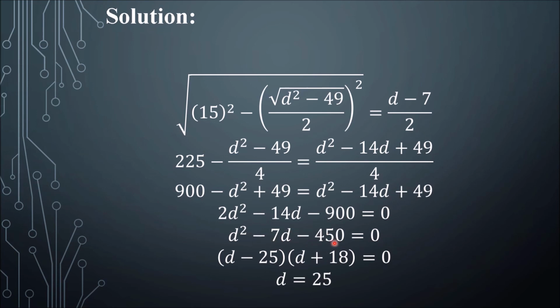Now we factor this. We have (D minus 25) times (D plus 18) equals 0. So it is clear that D is equal to 25 and not negative 18, because we're talking about a length. The diameter is a length, therefore the diameter must be a positive value. So D is equal to 25.